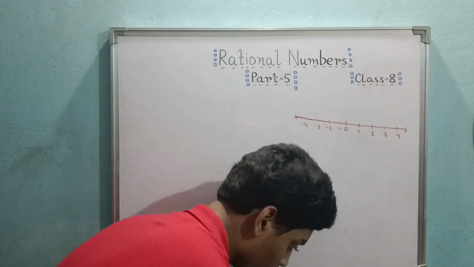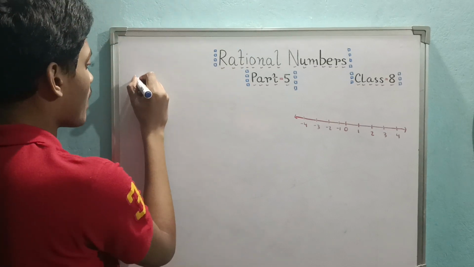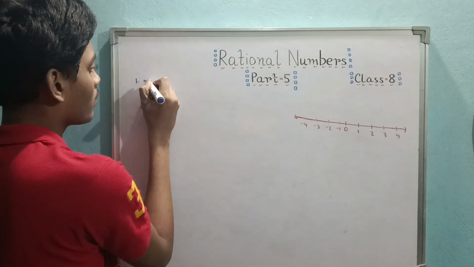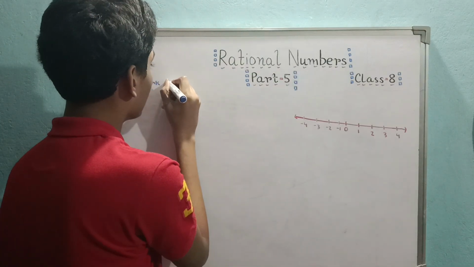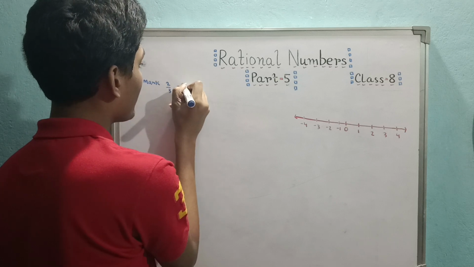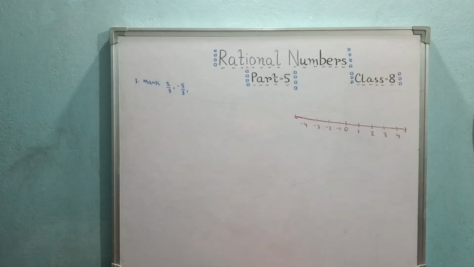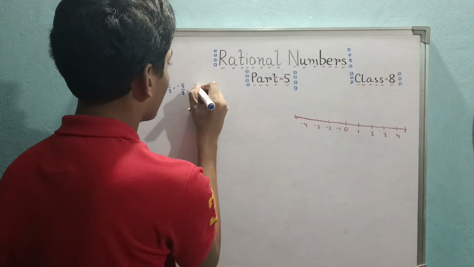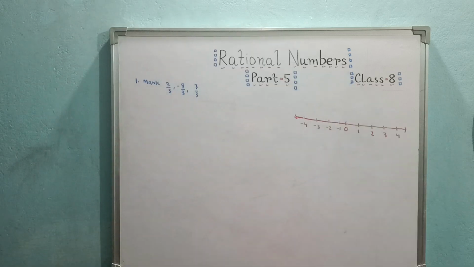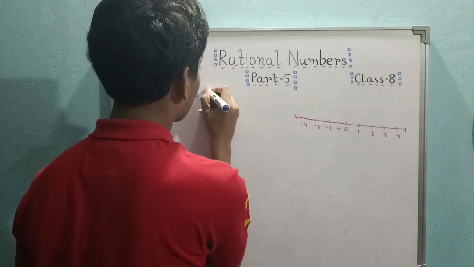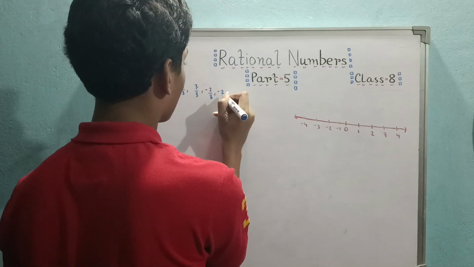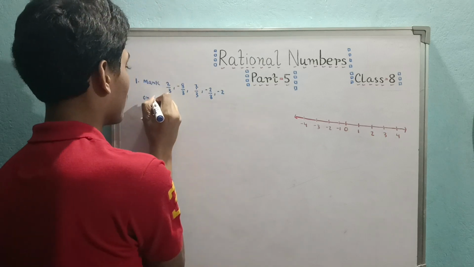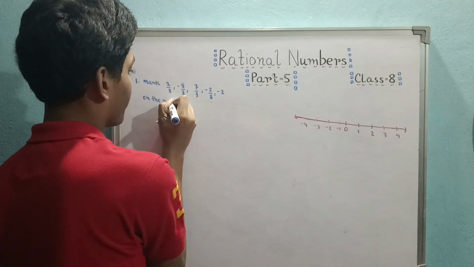Now let's see the question. They have asked us to mark a few numbers on the number line. Mark 2/3, comma, -8/3, comma, 7 by 3, then minus 2 by 3, comma, minus 2 on the number line. Okay.